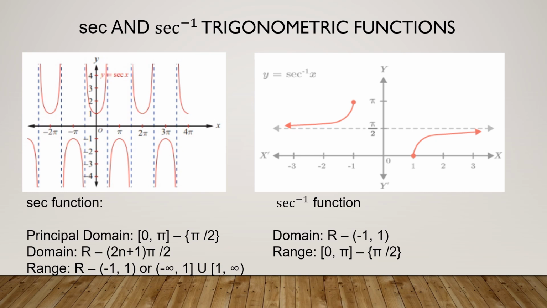Range. What will be the range? Range can be minus infinity to minus 1 union 1 to infinity, because it will not take the values between minus 1 to 1. So range is R minus (minus 1, 1), or minus infinity to minus 1 union closed interval 1 to open interval infinity. Now for sec inverse function, it will just be the opposite. The range of sec function will be the domain of sec inverse function, which is R minus (minus 1, 1). And the principal domain of sec function will be the range of sec inverse function, which is 0 to pi minus pi by 2.